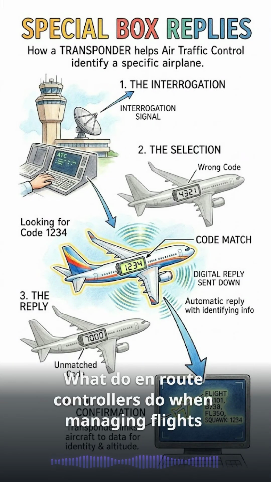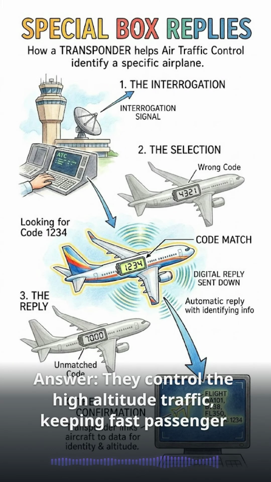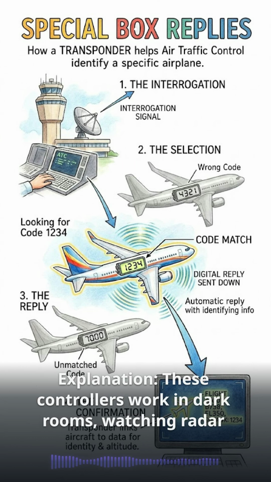12. What do en route controllers do when managing flights traveling across the entire country right now? They control the high-altitude traffic, keeping fast passenger jets safely separated during long flying trips. These controllers work in dark rooms, watching radar screens to guide planes between different large cities.